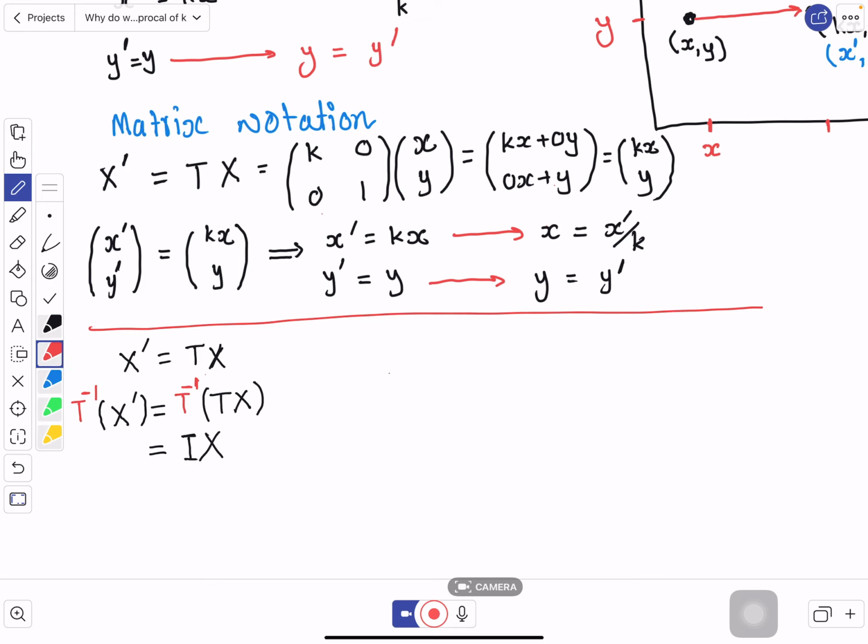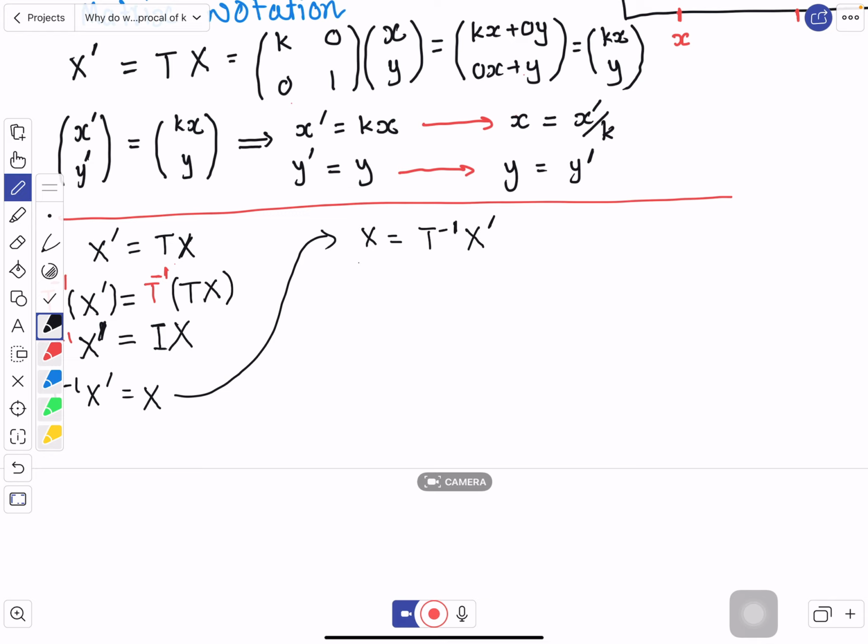And that gives me T inverse times x dash. Well, we know that I times x is going to be x. So we've got T inverse x dash is going to be x. What that means is that x is equal to T inverse times x dash. Okay, let's find what that T inverse is.